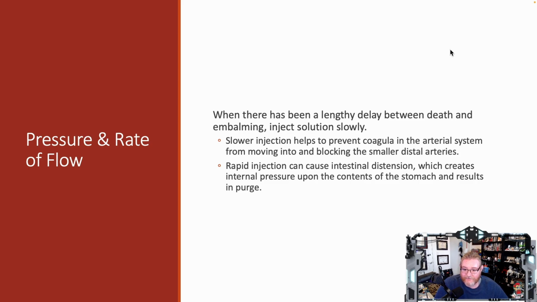When there has been a lengthy delay between death and embalming, inject solution slowly. Slower injection helps to prevent coagula in the arterial system from moving into and blocking the smaller distal arteries. Rapid injection can cause intestinal distension, which creates internal pressure upon the contents of the stomach and results in purge.